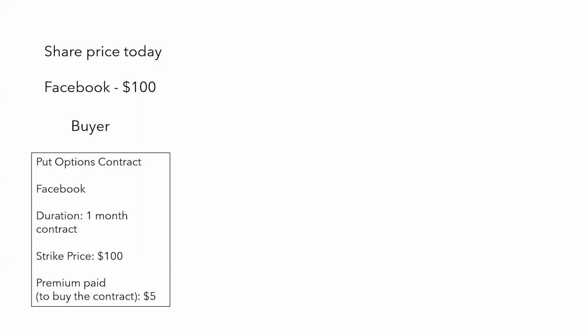Before I go into the reason why it's a protection bias, let me give you an example to understand how the premium and the calculation of the whole contract works for a put option. Let's use the same example, assuming Facebook is $100 today. Being a buyer of a put contract, take note, the contract is a 1 month duration. The strike price, or the agreed price, is $100. Being a buyer, you need to pay the premium to the seller, so you pay $5 to the seller.